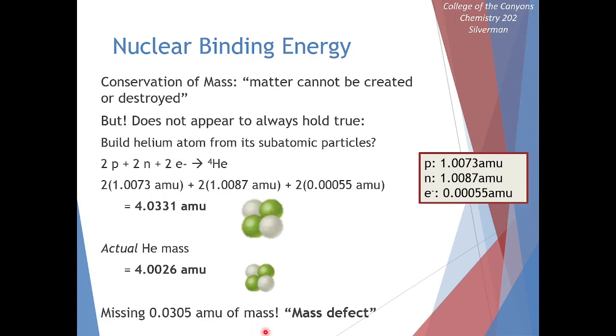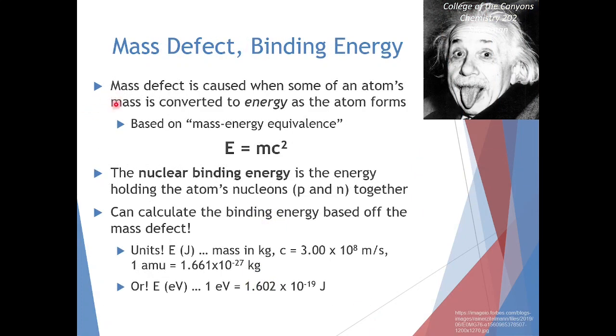We've lost some mass. Well, that mass hasn't just disappeared. We haven't destroyed that mass. That mass has been converted into the energy that's used to keep our protons and neutrons packed together into that nucleus. This is known as the mass defect, and we can say that our mass defect is caused when our mass is converted into energy.